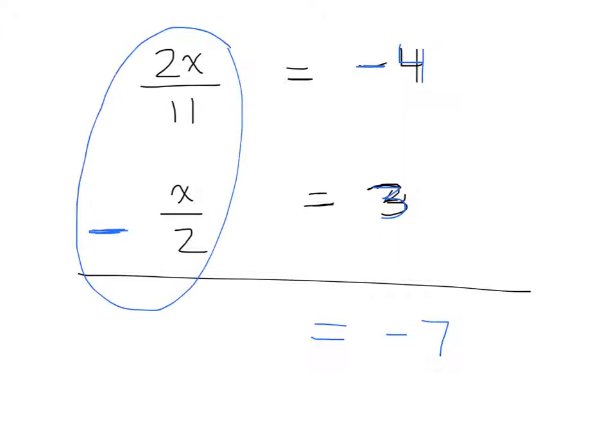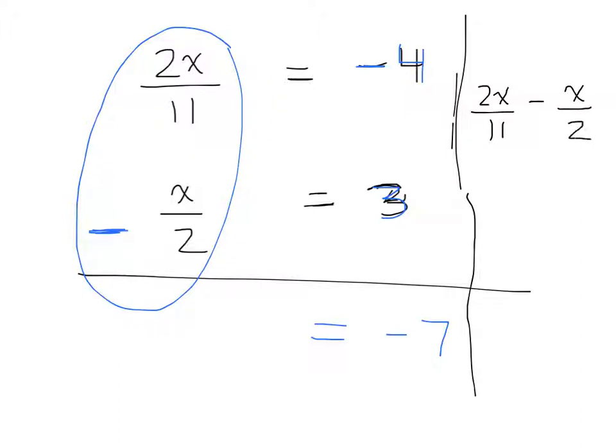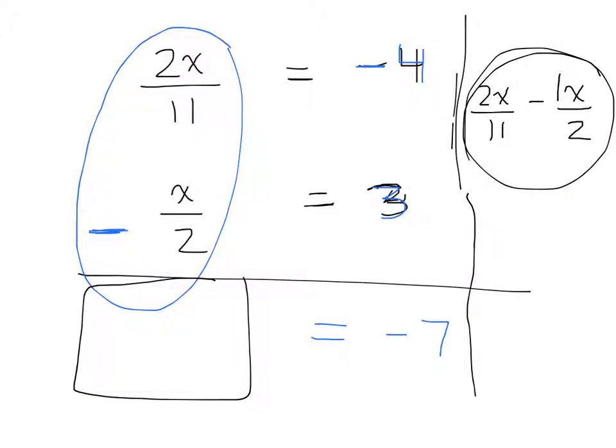Now you might want to rewrite it horizontally. Let me write it here so you can see. We have 2x over 11, and we're taking away x over 2. We want to know what that is equal to. So you're subtracting fractions. I'm taking 2x over 11, and I'm subtracting 1x over 2. When you subtract fractions, what do you have to do with the denominators? Make the same. Common denominator. So I want you to do this part separately right now. 2x over 11 minus x over 2 is equal to, what was it? Negative 7x over 22. So this is our equation right now.